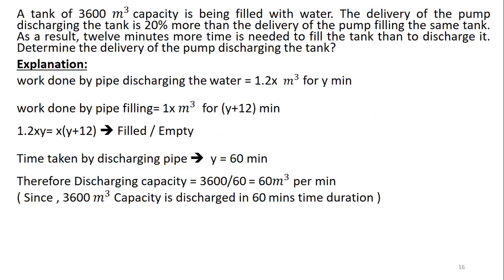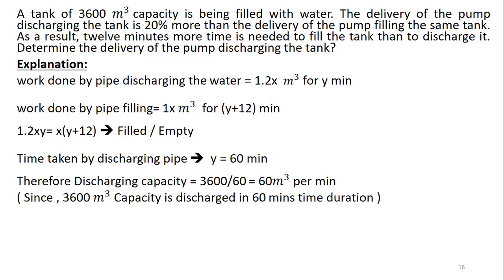Now, last question. A tank of 3,600 meter cube capacity is being filled with water. The delivery of the pump discharging the tank is 20% more than the delivery of the pump filling the same tank. So discharging is 20% more efficient than the filling pipe. As a result, 12 minutes more time is needed to fill the tank than to discharge it. Determine the delivery of the pump discharging the tank.